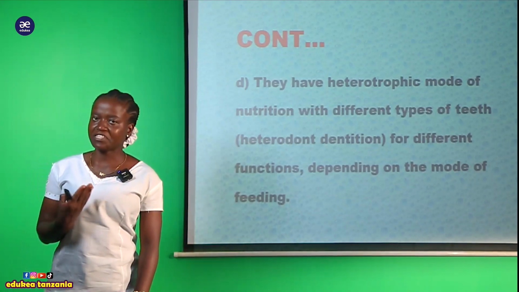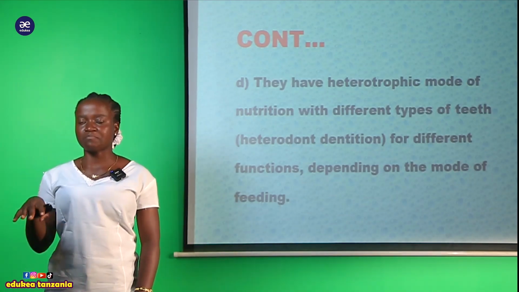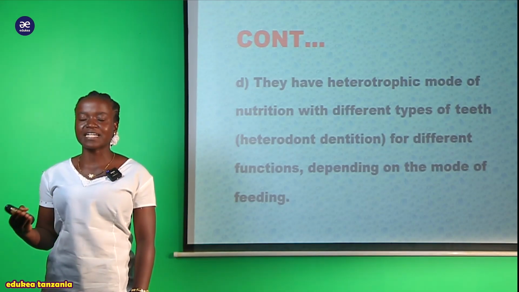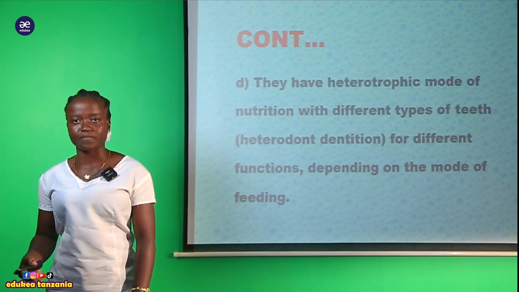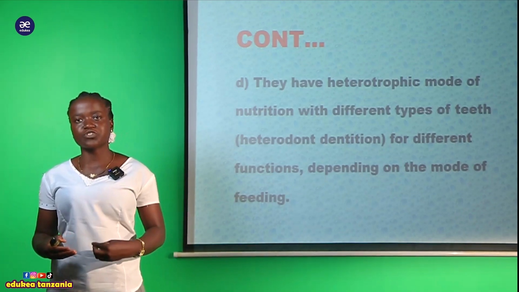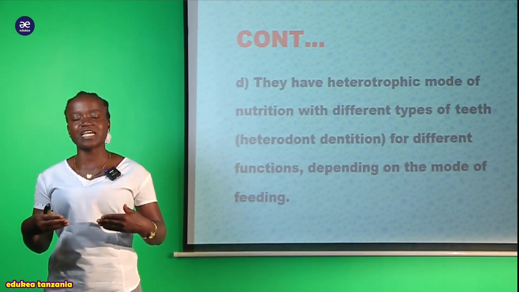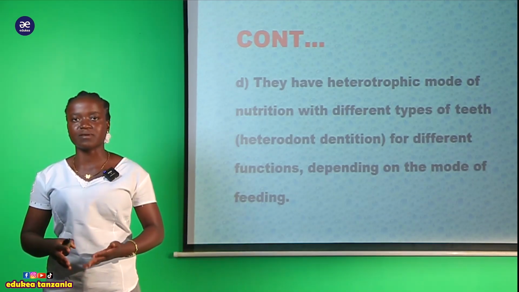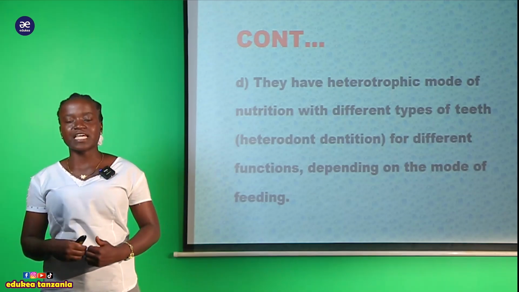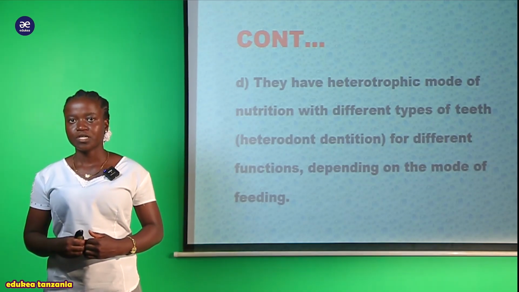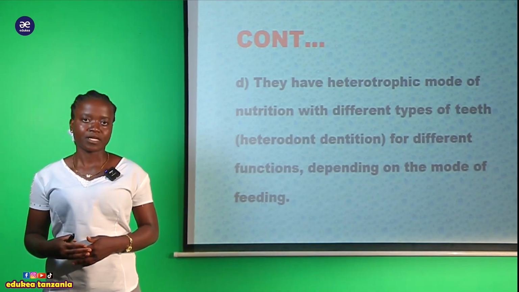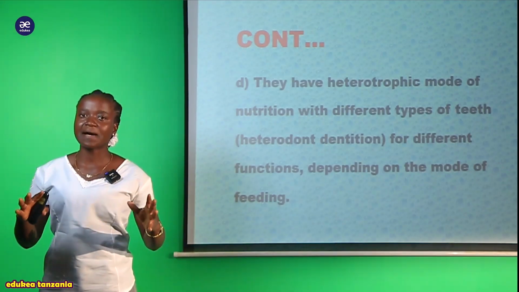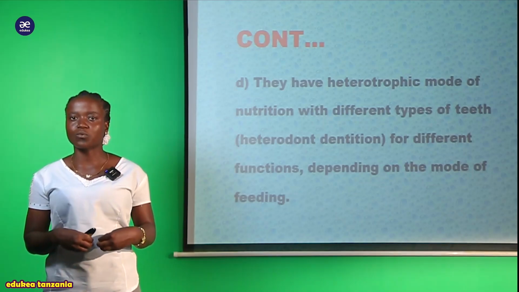Tunasema kwamba hao organism ambao wanapatikana ndani ya hii class mammals, they have different kinds of mode of nutrition. That is heterotrophic mode of nutrition. Tunasema kwamba this organism they depend on other organisms, for example plants and other organisms, animals, so that this organism can take in food. And a good example, human being, anadipendi kwa mimea, pia anadipendi kwa wanyama mbalimbali ili aweze kupata chakula.